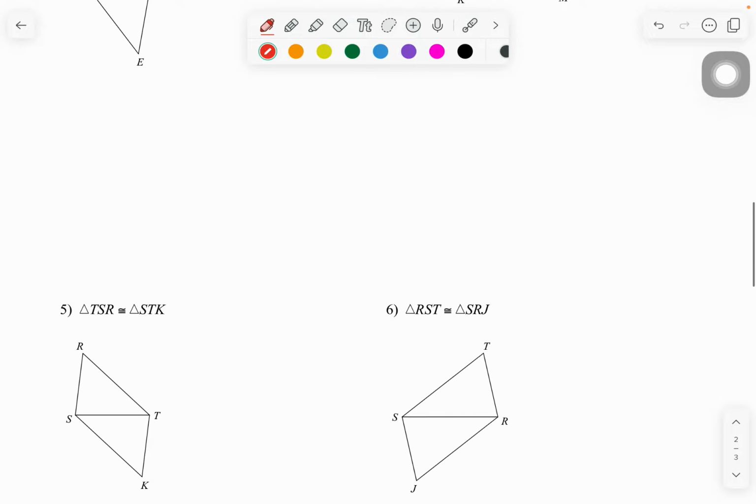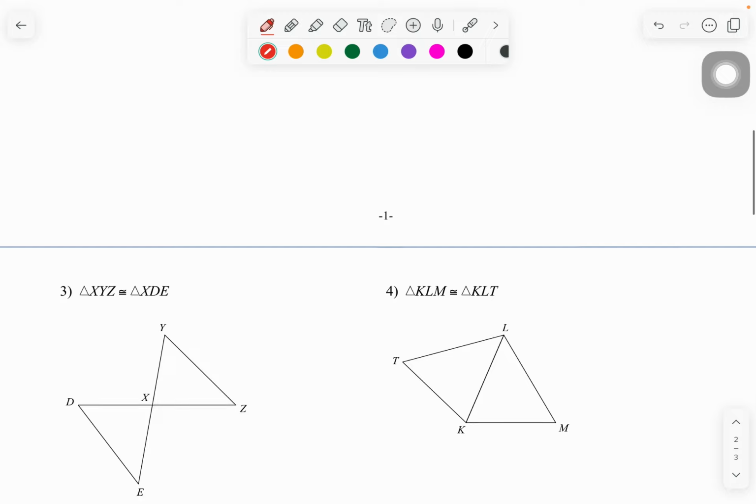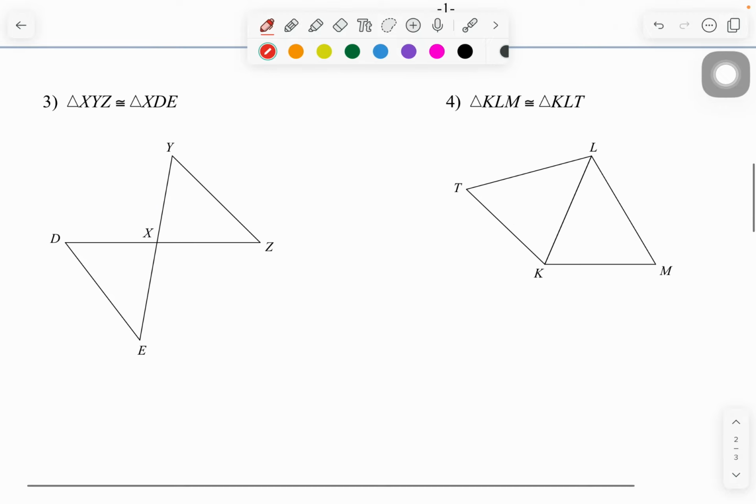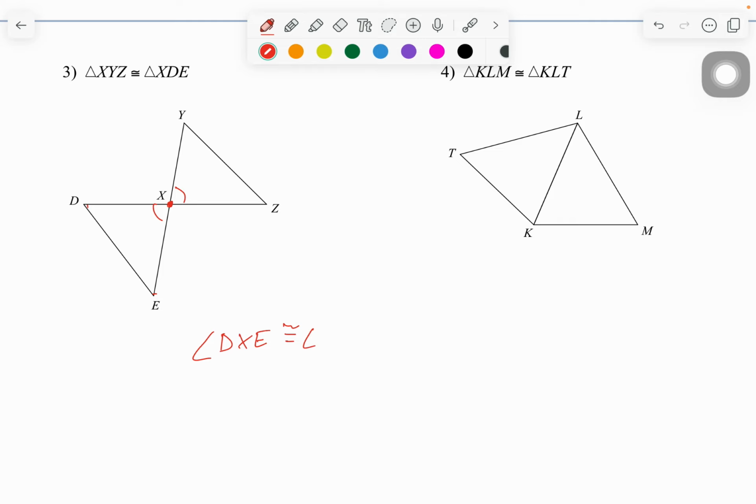I've got more practice, lots more practice. I'll do a couple more. But if you look at 3 and 4, we have the vertical angles here. So that's how you mark it right there. And X has got to be in the middle. Okay? So I'm looking at DXE. So DXE is congruent to YXZ. Again, X is in the middle of both angles.